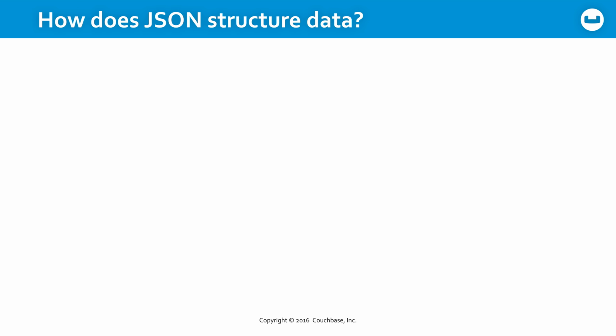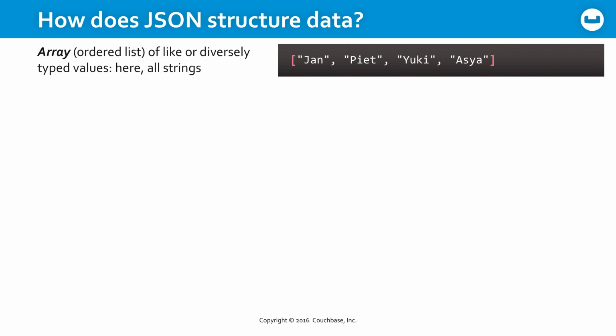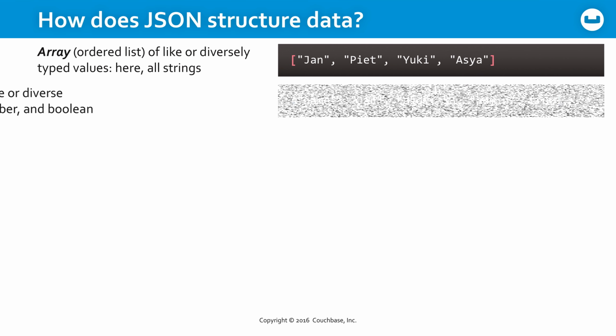So let's take a look at how you structure data in JSON. First, the array or ordered list may have like or diversely typed values within it. In this example, it's all strings. Notice each string is separated by a comma. There is no comma after the last string. It's wrapped in brackets, and in this case, double quotes are being used, although it could be single quotes. Again, it would be the target coding environment that would determine whether or not that made any particular difference.